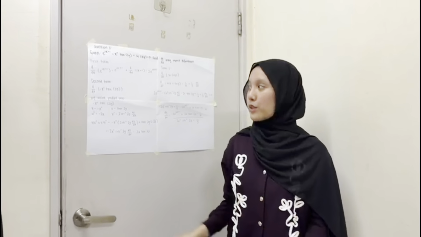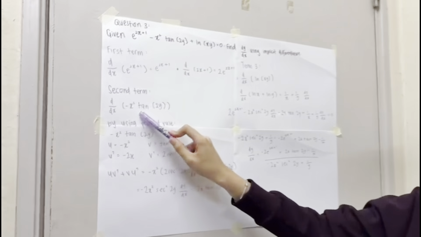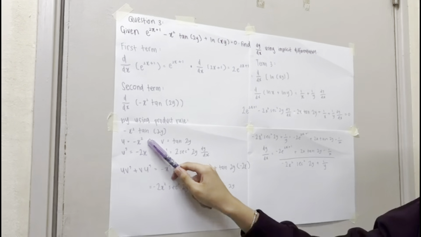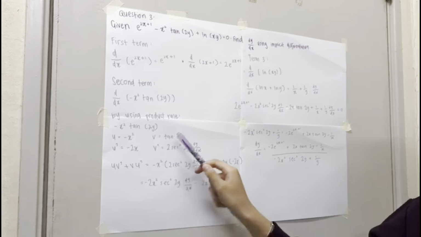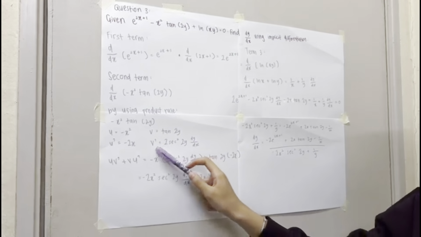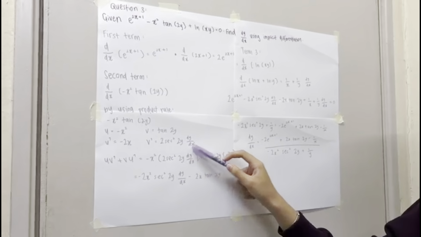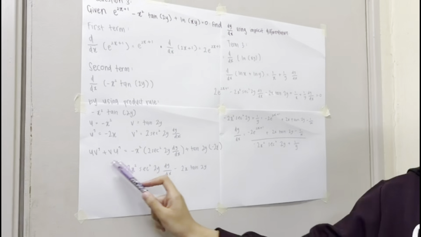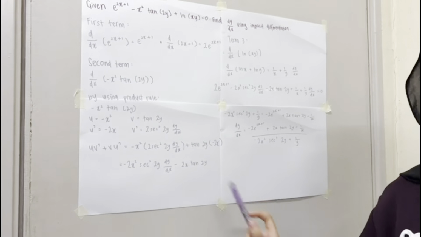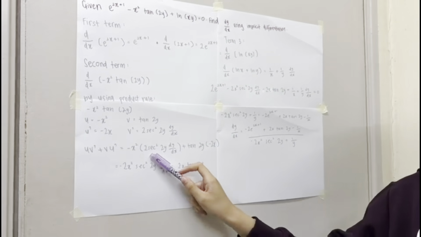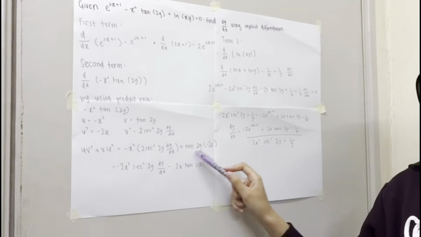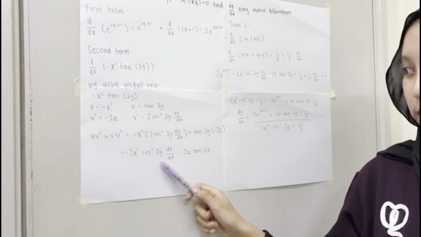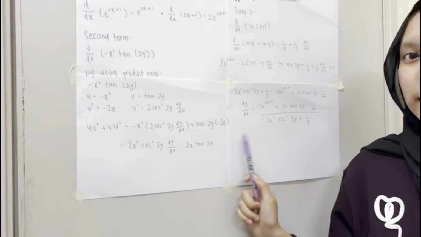Next, for the second term, we should differentiate negative x squared tangent 2y by using the product rule. You will get u equals negative x squared, u prime negative 2x, v equals tangent 2y, v prime equals 2 secant squared 2y dy dx by applying implicit differentiation. By applying the product rule, u v prime plus v u prime, you will get negative x squared times 2 secant squared 2y dy dx plus tangent 2y times negative 2x. That equals negative 2x squared secant squared 2y dy dx minus 2x tangent 2y.